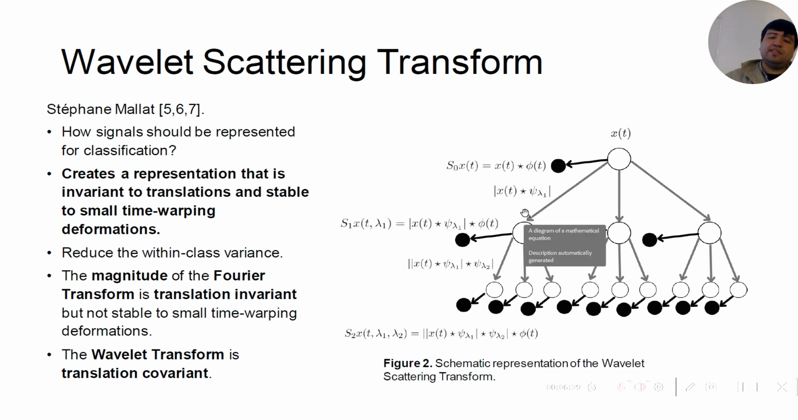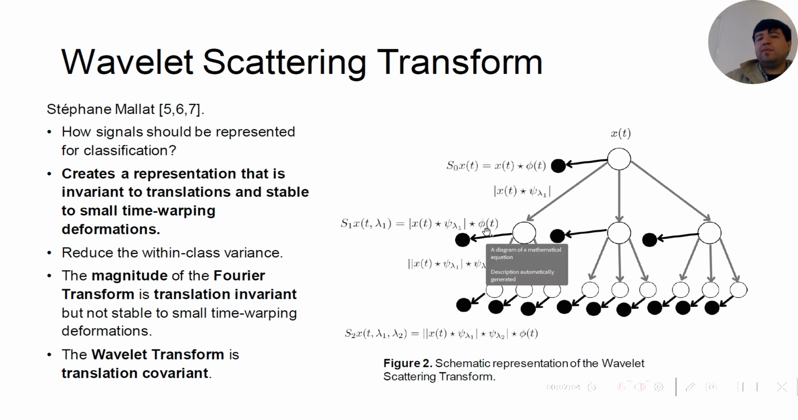In fact, the architecture is quite similar to a convolutional neural network. The difference is that in this case, we are not learning the filters. We are fixing the filters, and in this case, they are wavelets. We predefine these wavelets. They are modeled wavelets. And also, we are not guessing the nonlinearities. They are basically modulus operations.